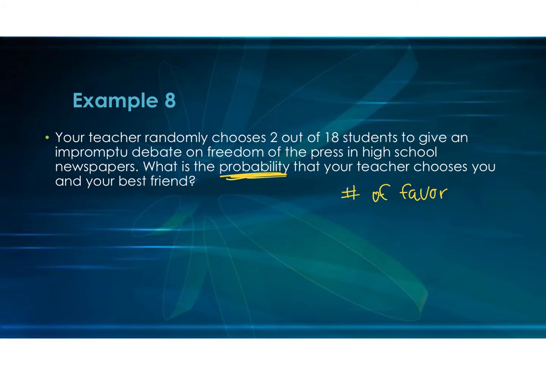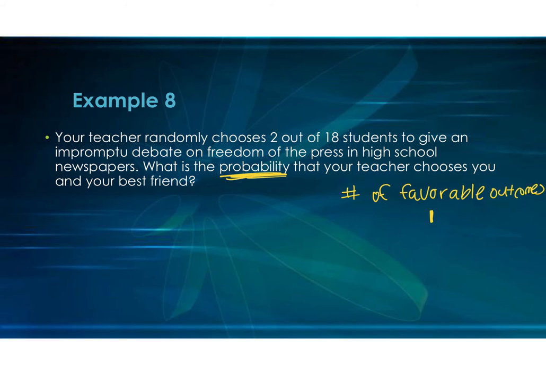1. Why? Because you only have one friend. There's only one combination where you and your friend get picked, right? If order doesn't matter, there's only 2 of you, you can only get picked in one way, which is with you and your friend. So the number of favorable outcomes is 1.